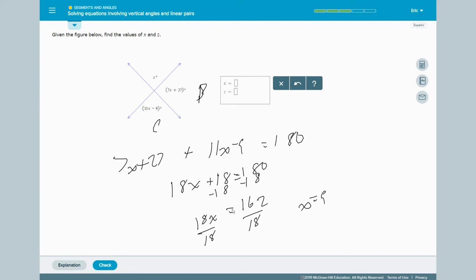How do I know that? Because 18 times 10 is 180, minus 18 is 162. So my x is 9. I got a linear pair going. 11x minus 9 equals z. I'm going to cheat here real quick. Are you ready? I know it's going to be 11 times 9. And multiplication is just repeated addition.